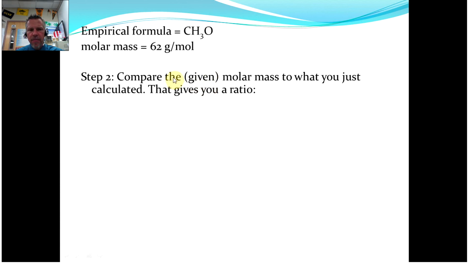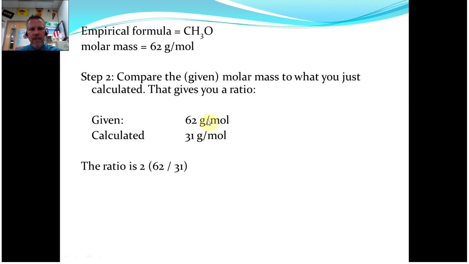The next step is to compare the given molar mass to the thing that you just calculated, and that will give us a ratio. We just calculated on the previous slide that the mass for this empirical formula was 31 grams per mole. And the given molar mass for the compound is 62 grams per mole. We're going to compare these two to get a ratio. So we put 62 over 31. You put the molar mass of the actual compound over the calculated mass that you just came up with. 62 divided by 31 is 2. So this ratio is 2.